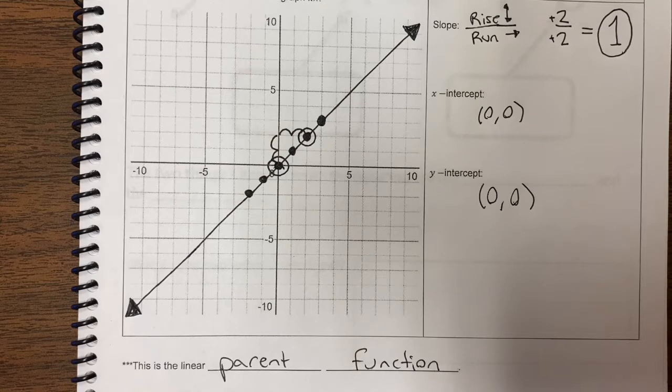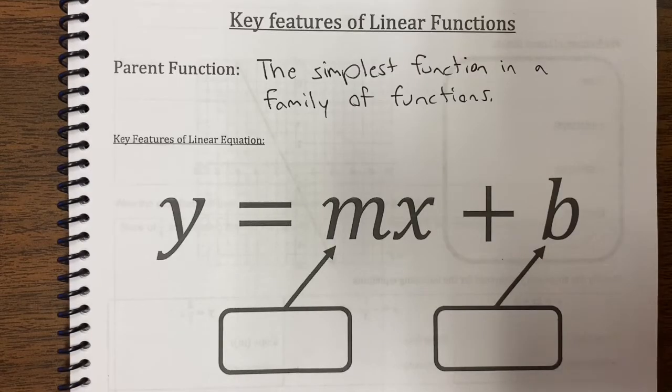So our linear equations are all based off of this, the linear parent function, meaning that all functions are based on this in some way. The parent function is the simplest function in a family of functions. So linear functions are all lines. So all functions that are just straight lines are based on the parent function that we just covered. Some key transformations happen to linear functions based on these key features.